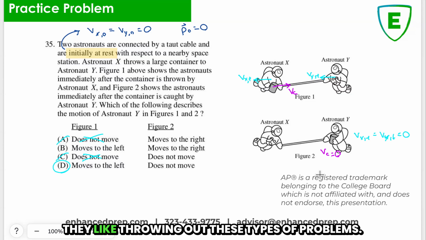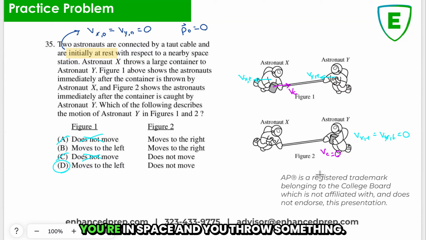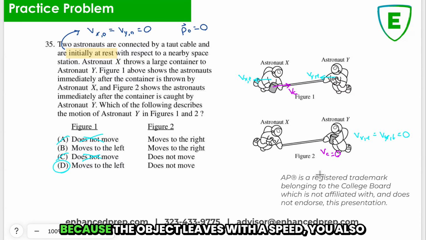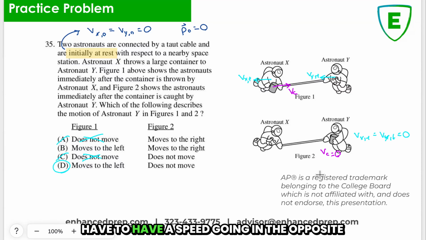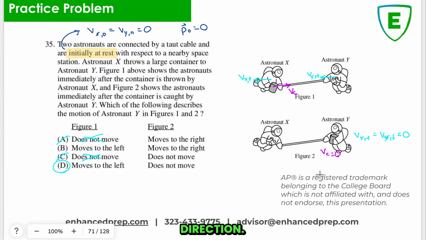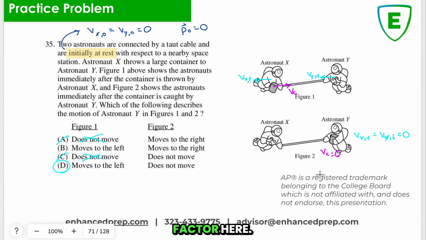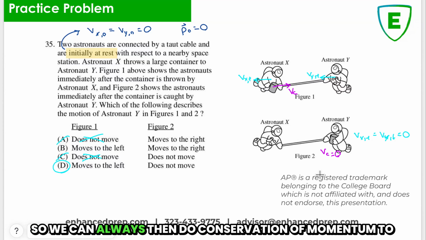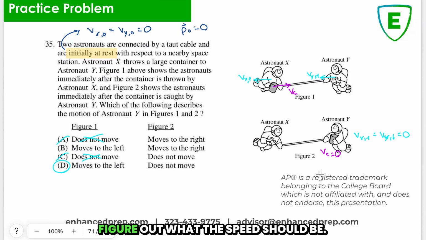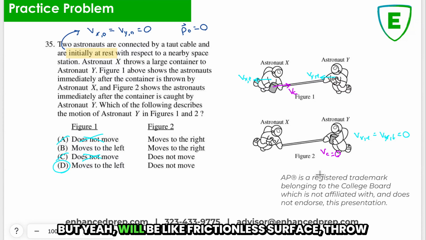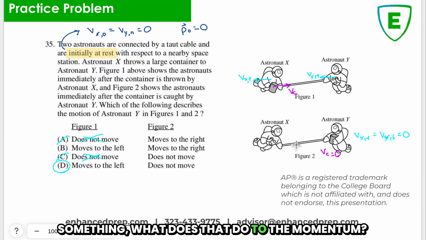Okay. They like throwing out these types of problems. Oh, you're in space and you throw something. Because the object leaves with a speed, you also have to have a speed going in the opposite direction. Now, it won't be the same speed because mass plays a factor here. So we can always do conservation of momentum to figure out what the speed should be. But yeah, it's like a frictionless surface. Throw something, what does that do to the momentum?